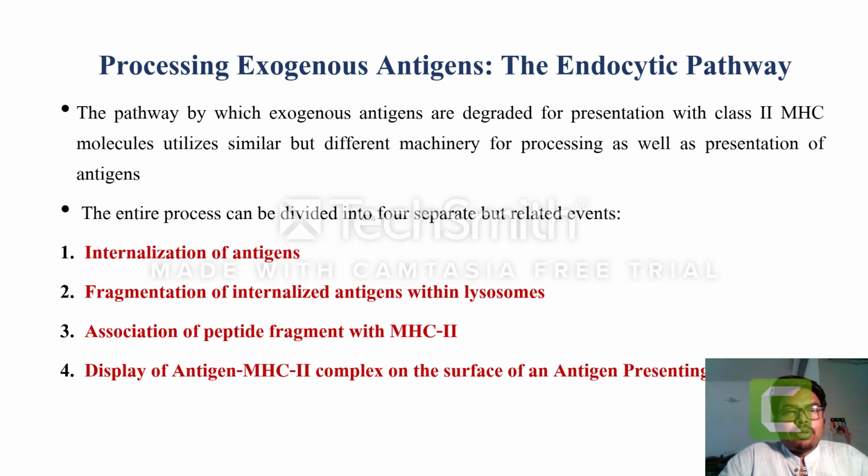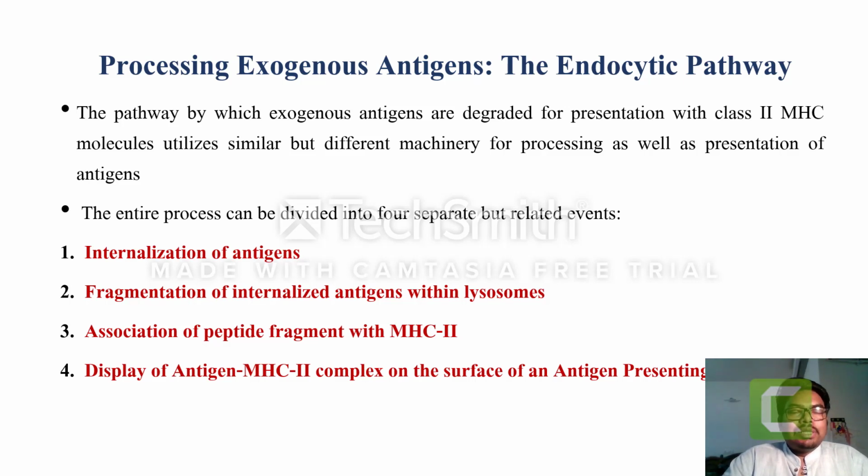Now we shall discuss the processing of exogenous antigens, that is the endocytic pathway. The endocytic pathway is so named because in this pathway the exogenous antigens are processed within vesicles which are known as endosomes. So that's why the process is known as the endocytic pathway. This pathway is similar to the cytosolic pathway, but is considerably different in terms of the machinery it utilizes and the type of MHC molecule which is used to couple the processed antigens.